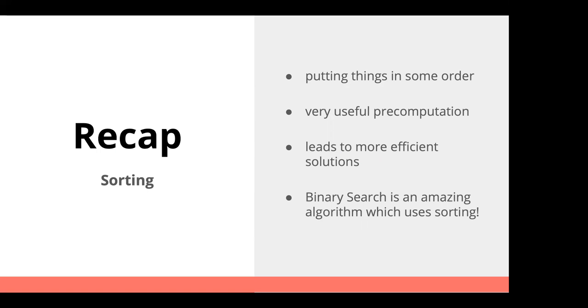It was on sorting, and essentially what sorting is, it's simply putting things in order. It's a really useful pre-computation, as we're going to see today for binary search, and it leads to more efficient solutions. As you saw, there are a lot of problems that we can expedite or make faster using sorting. And we're going to see binary search as one of those algorithms to do so.